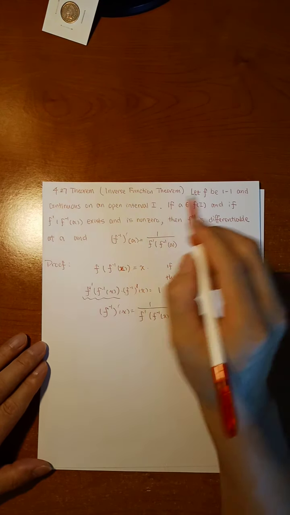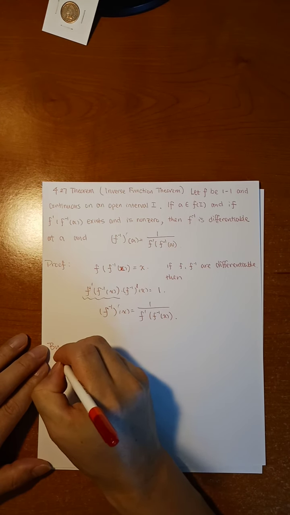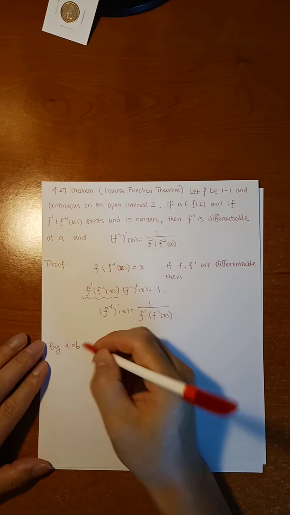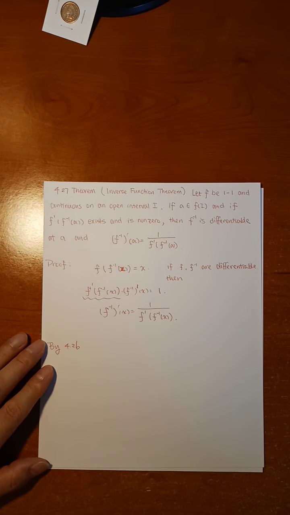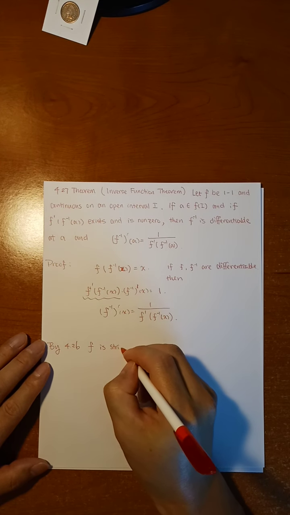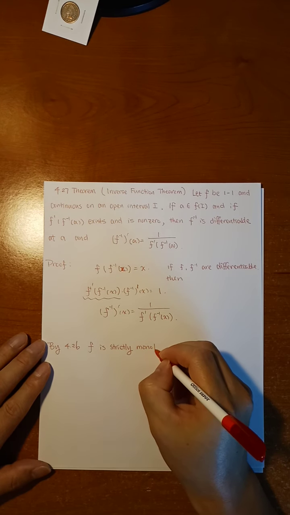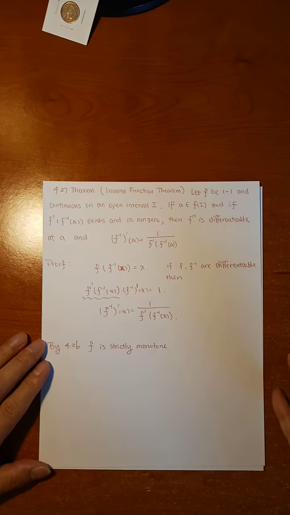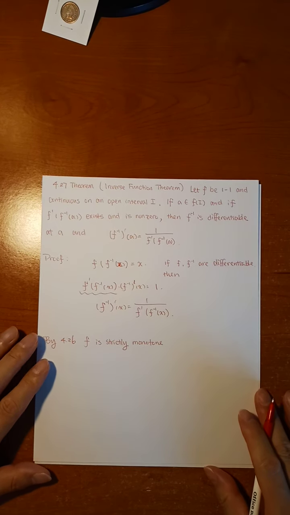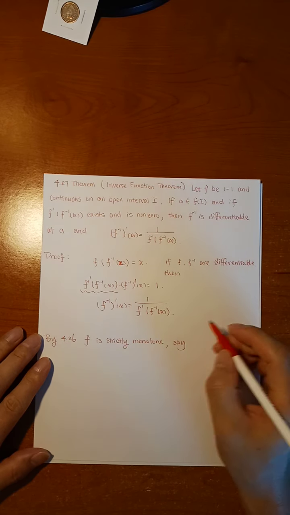Okay, so we have a one-to-one continuous function. Then by the previous theorem, 4.26, which says if you have a continuous and one-to-one function, then the function has to be strictly monotone. So f is strictly monotone. It has to be either strictly increasing or strictly decreasing. In the book, they assume it's strictly increasing. Here, let's just assume it's strictly decreasing, the same thing.